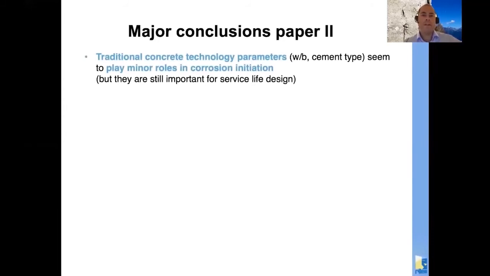Traditional concrete technology parameters have a relatively small effect on corrosion initiation in concrete, but we don't want to say that they are not important at all. Of course, water binder ratios and cement types are still very important parameters for service life design and for ensuring durability, because they play a role in the transport properties of the protective concrete cover.